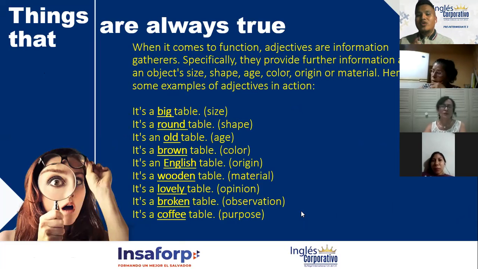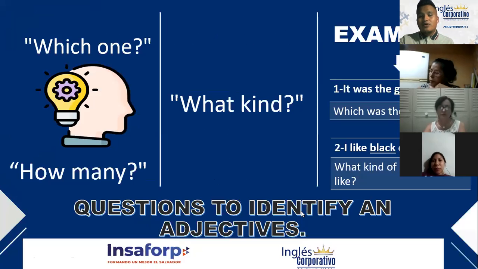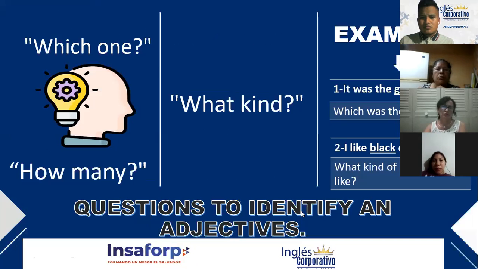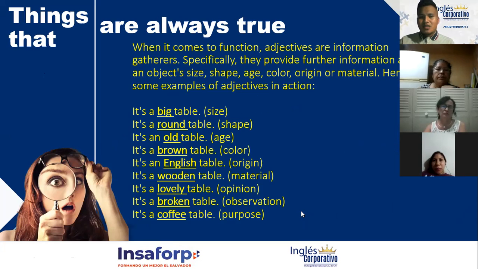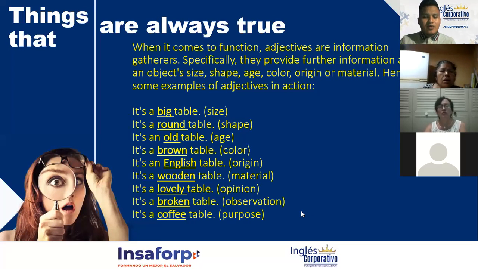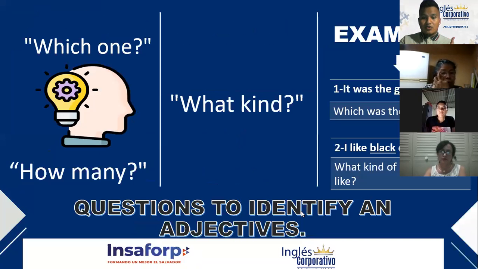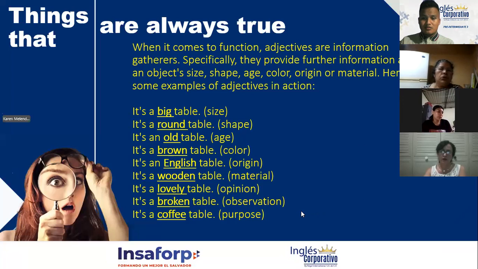It says, it's a brown table. So, which question? What kind of table? ¿Qué tipo de mesa? La café, ¿verdad? What kind of table? Or can we use another question? What color of table? No. What color? Remember, we just have these three questions. Which one, what kind, or how many? We don't have more than that. Which one? The brown one.